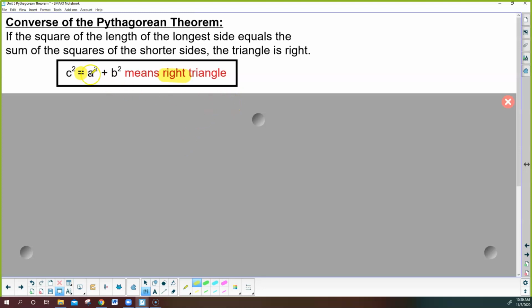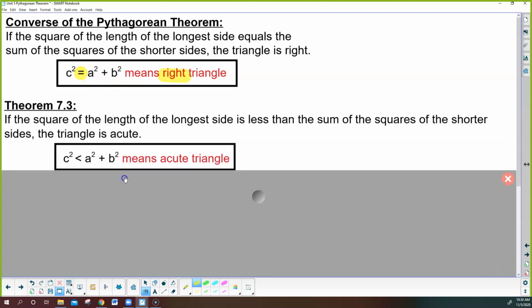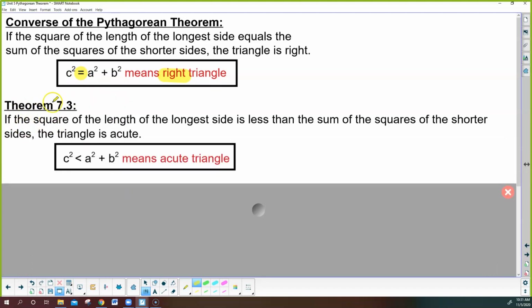But what happens if it's not equal to? Now, again, don't write the words, but what if I have a squared plus b squared bigger than c squared? So what if the number on the right-hand side is bigger than the number on the left? Well, that means that the triangle is acute, and I'm going to show you a way to think of that here in a second.